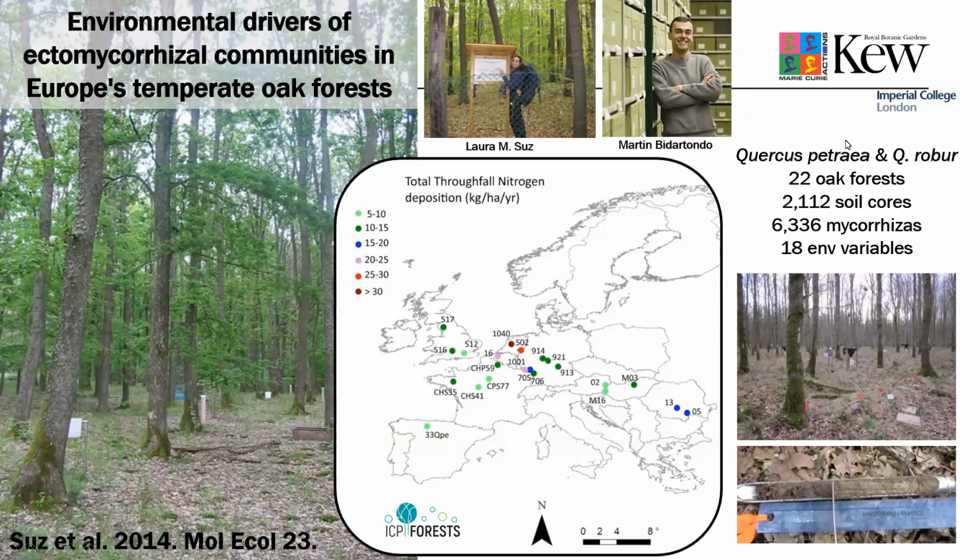So we did this in Quercus petraea and Quercus robur. I did this with Martin Bidartondo. He's a professor at Imperial College who hosted me in my first postdoc here. And we traveled across 9 different countries, 22 oak forests. These are bigger ones, but our sites are 50 by 50 meters. It's a quarter of a hectare. We collected over 2,000 soil cores, more than 6,300 mycorrhizas. So you can imagine the 2 years that I spent collecting many samples. And we were able to use 18 environmental variables to link to the communities.